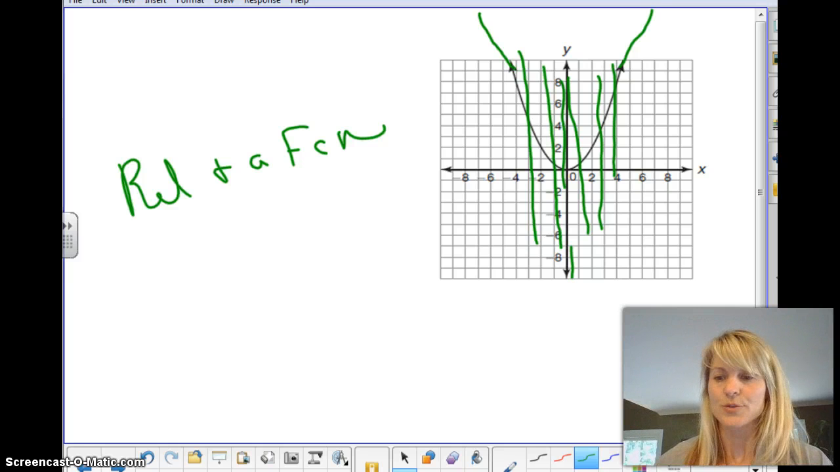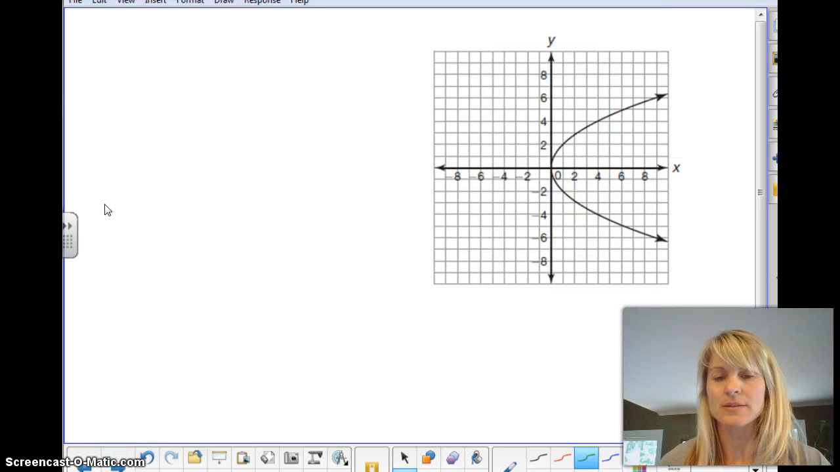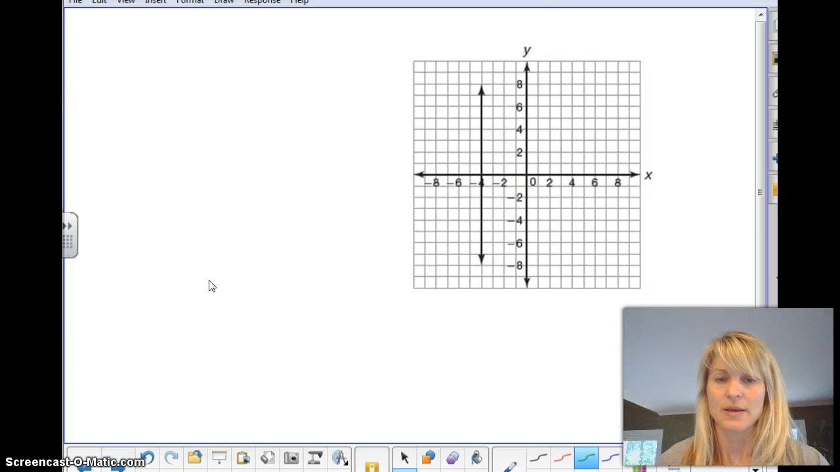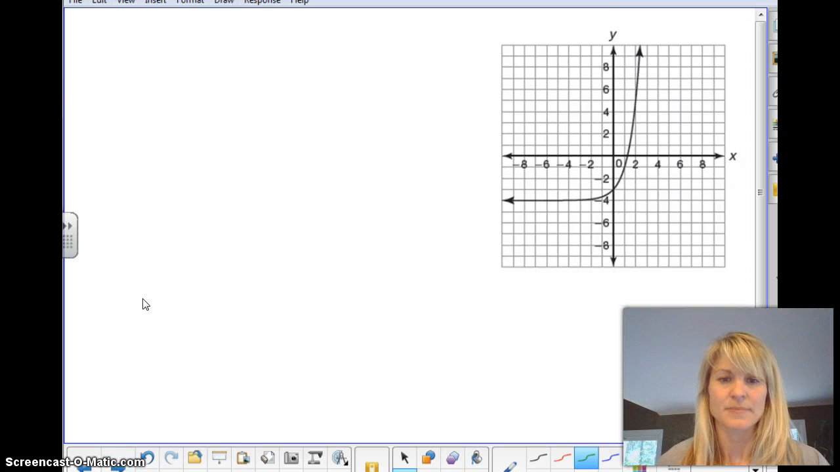Okay, so let's check and see how you do on this now. I'm going to give you a couple of screens and you're going to tell me whether it is a function or not. Right here you're going to look at this and I want you to tell me if it's just a relation, a function, or a relation and a function. Okay, moving on to the next one. Is this a relation, a function, or a relation and a function? And this one, is it a relation? Is it a function? Is it a relation and a function?